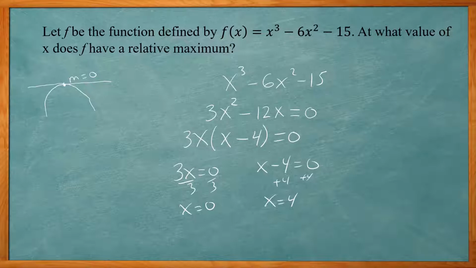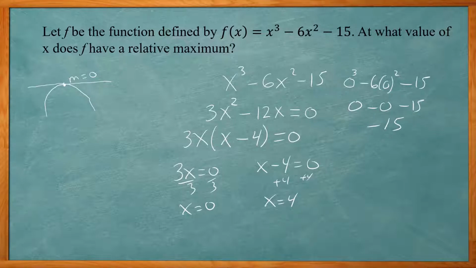I want to find the relative maximum, so I need to plug that in to our function and see which one gives us the highest y value. Alright, so I'll plug in 0, that'll be 0 to the third power minus 6 times 0 squared minus 15. It's going to be 0 minus 0 minus 15, or just negative 15.